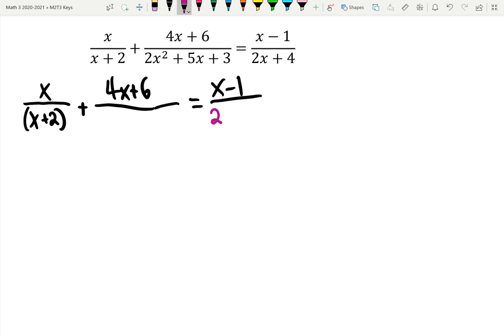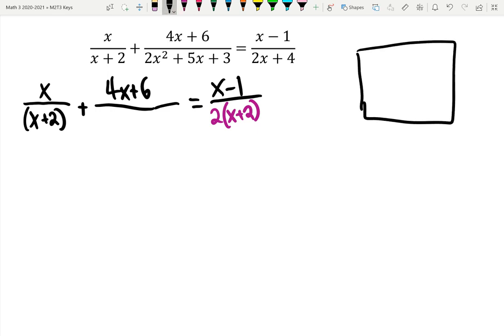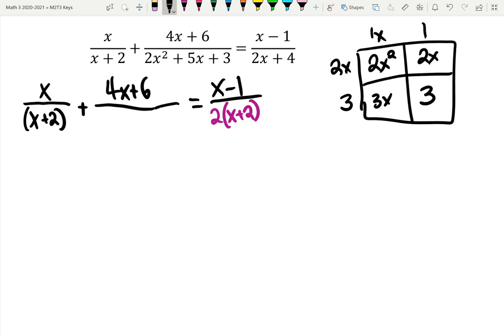Now, I see this 2x plus 2. This denominator might be a little more complex to do mentally. If you can't do it, go ahead and write out your area model. I have 2x squared. I have 3. 2x times 1x makes 2x squared, and I need it to be 5. So I have to put the 3 there, the 1, 3x, and 2x. Does that make 5x? Absolutely.